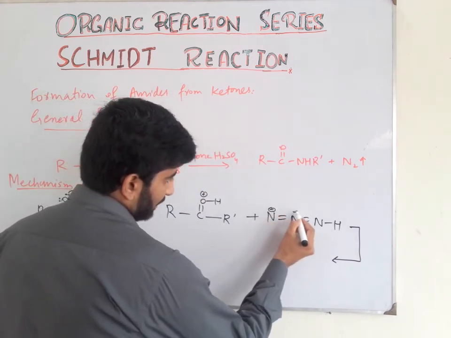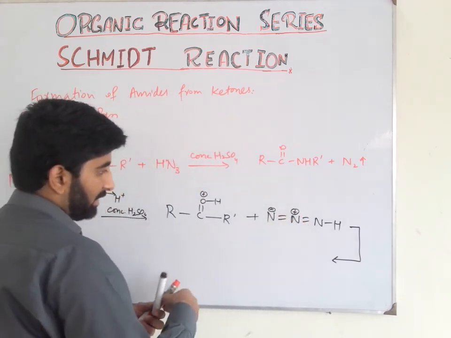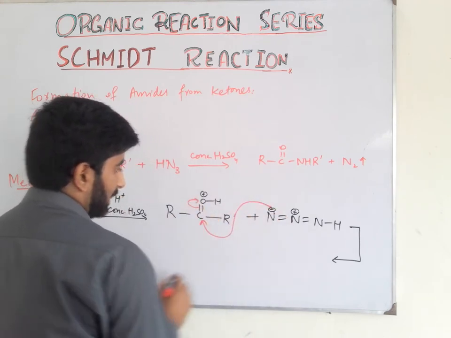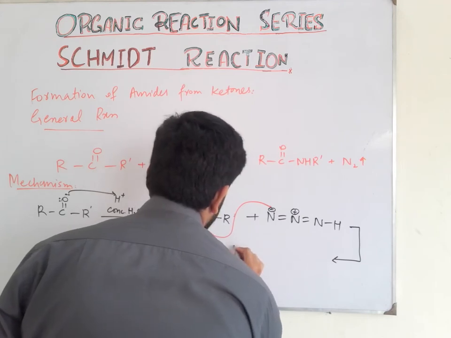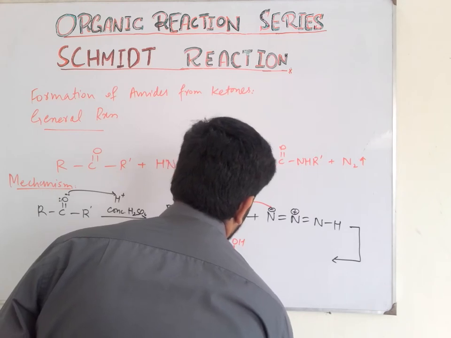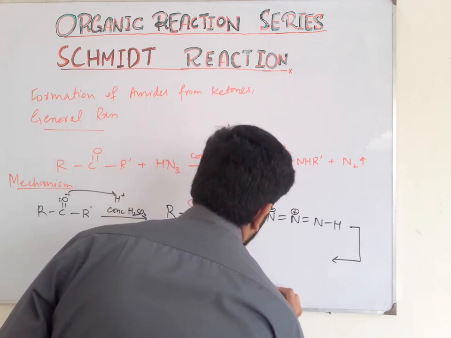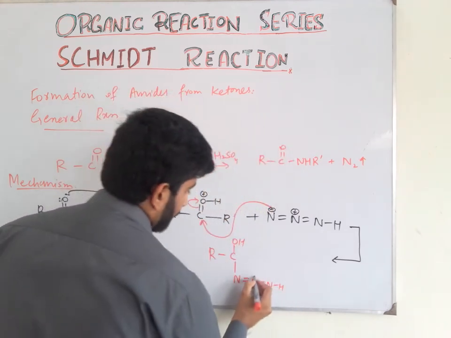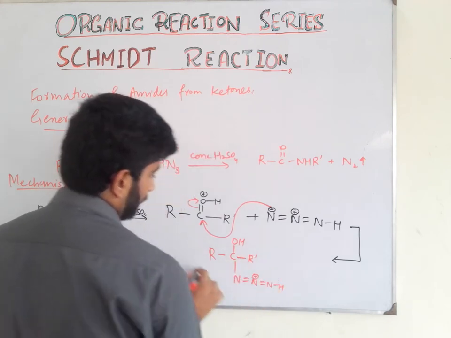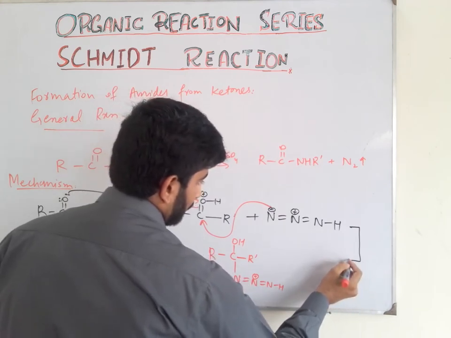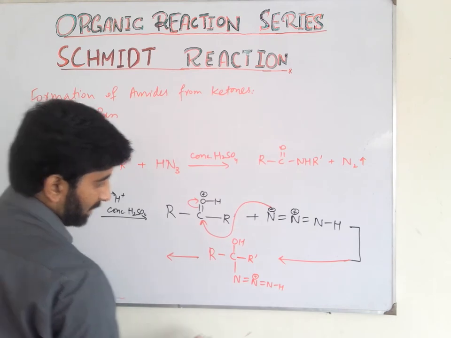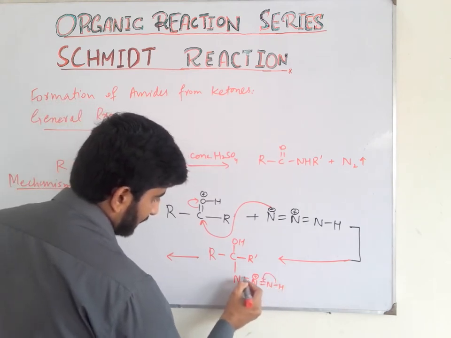there is a negative charge on this nitrogen and a positive charge on this nitrogen. So this negative attacks this electrophilic center. Then there is formation of R single bond C OH, single bond N, double bond N, double bond N, single bond H. This intermediate is formed. In the next step, deprotonation occurs.